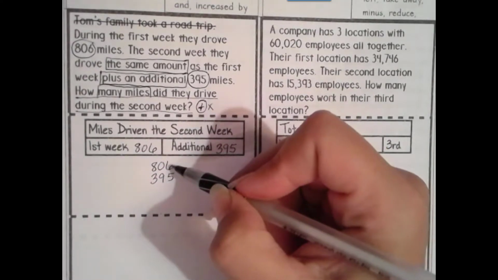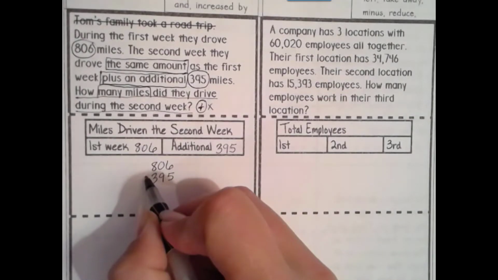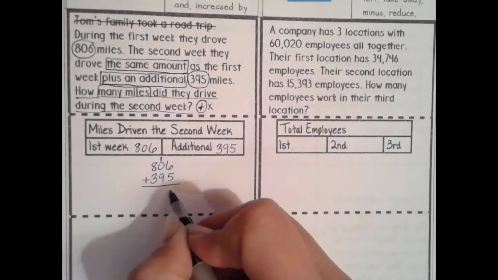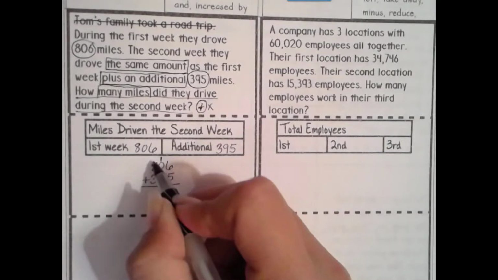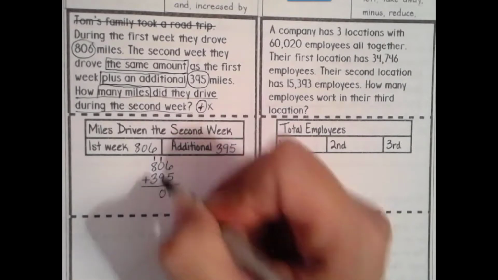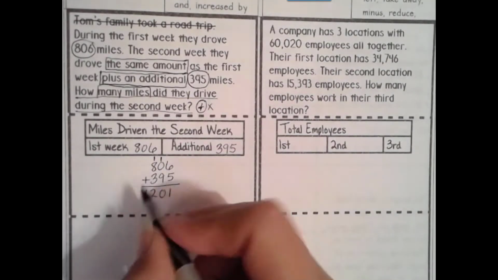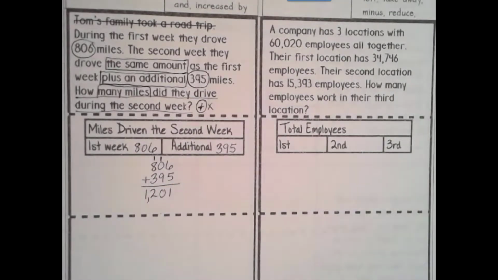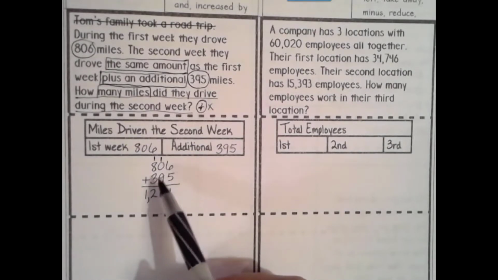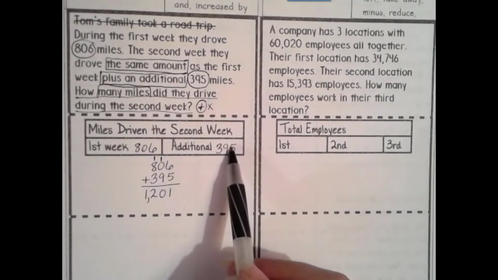Make sure you line up the ones, tens, hundreds. We always line up from the ones. 6 plus 5, 11, we regroup. 1 plus 0 plus 9 is 10, we regroup. 8 plus 1 is 9, plus 3 is 12. Then starting from the ones place, 1, 2, 3, comma. Now this particular problem, we only had one operation, but we did have the step of trying to figure out what the first week was and the additional.